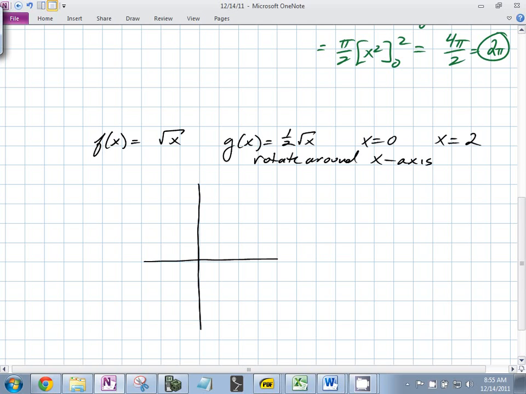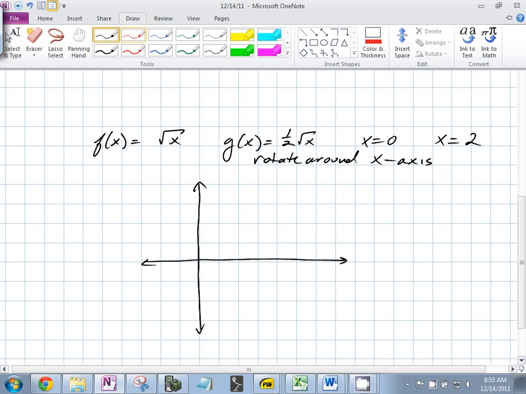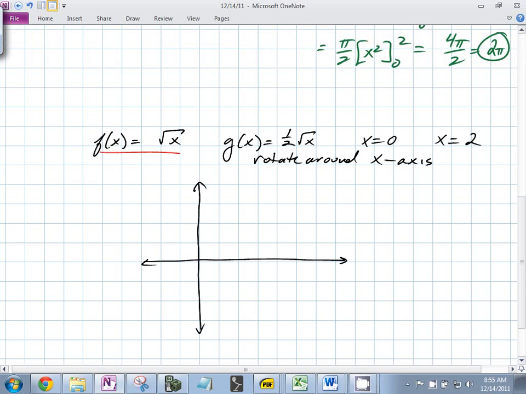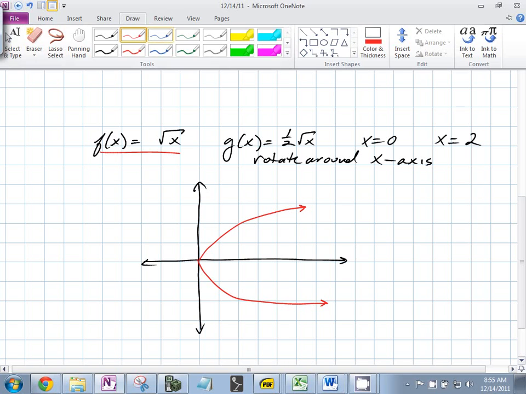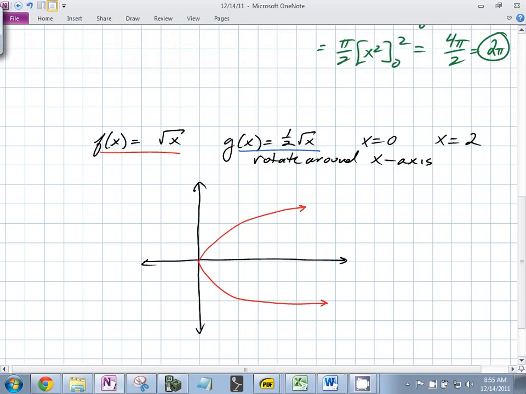Draw it. Well, do we know what the square root of x looks like? Yeah, sure. We'll make this red, so it's going to be something like that, right? So if that's the square root of x and we're rotating around the x-axis, it's going to go down like that, correct? 1/2 the square root of x, what's that going to look like?